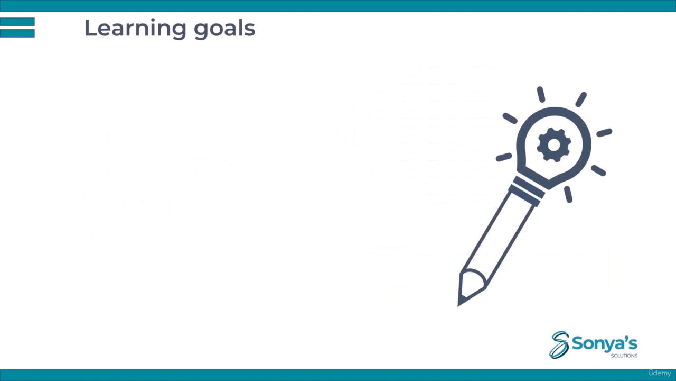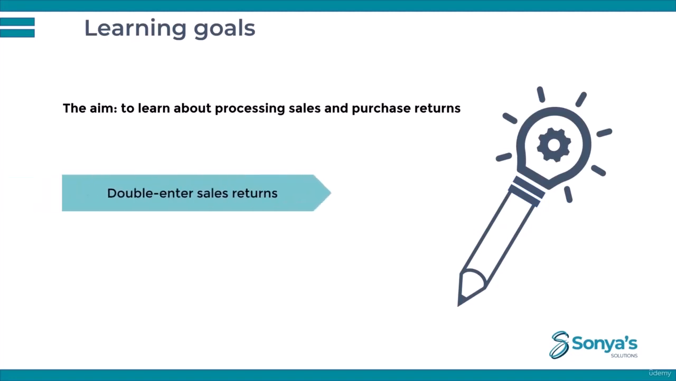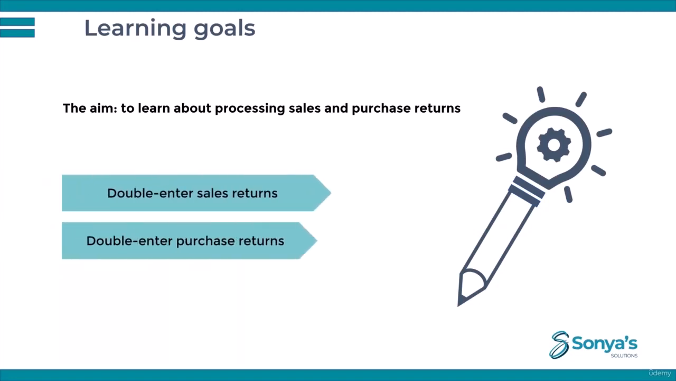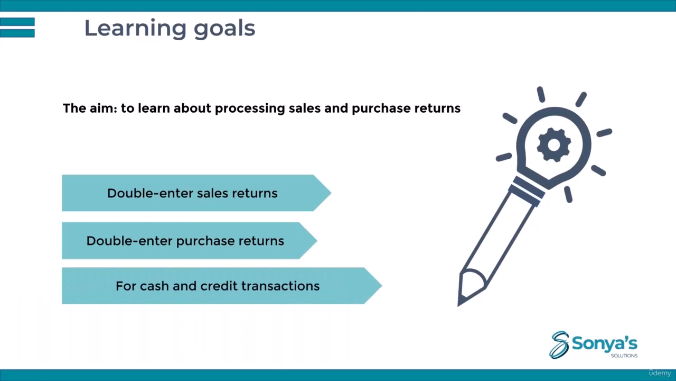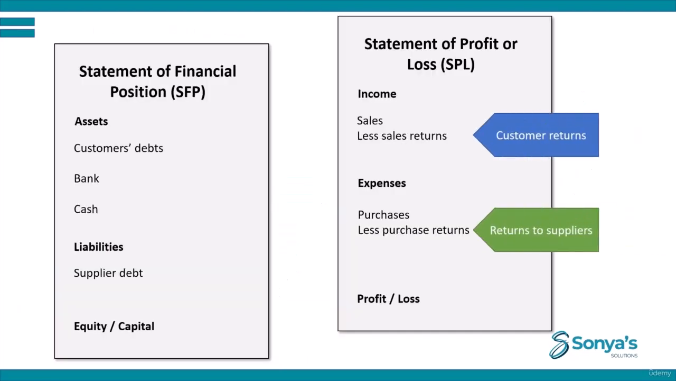Welcome back. In this lesson, the aim is to learn about how to process sales and purchase returns. You need to be able to double enter returns for both sales and purchases and for cash and credit transactions. Sometimes stock needs to be returned. Perhaps it's faulty, not expected, or not needed anymore.